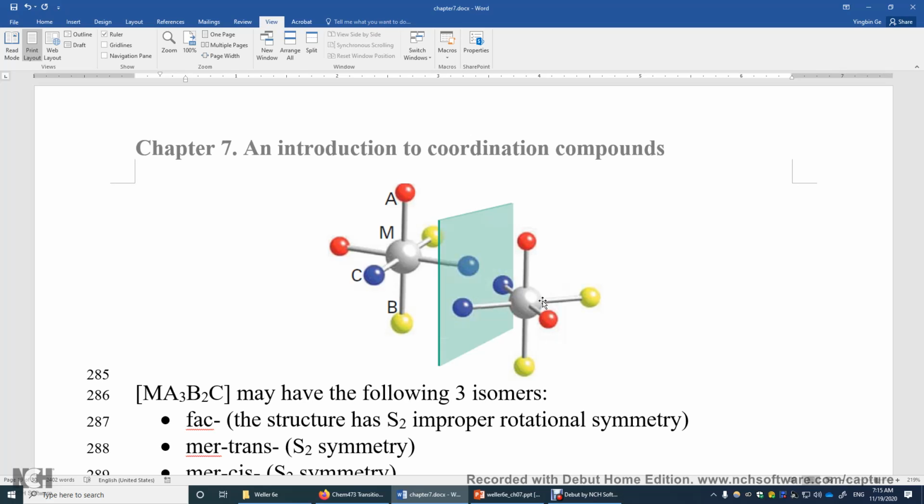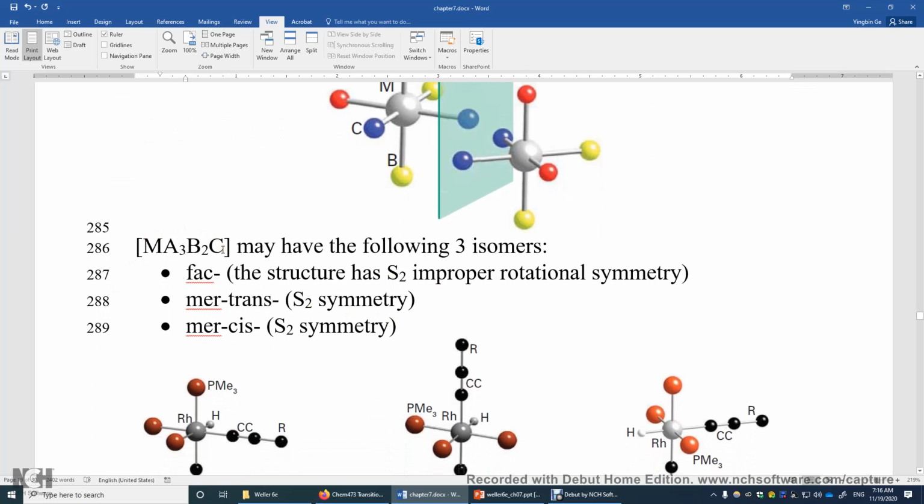Usually, if you have an S3 symmetry element, we should be looking at 6 or 3 or an integer multiple of 3 identical ligands, but we don't have that. And of course, there's no S4, there's no S5, there's no S6. So this structure lacks any improper rotation axis. So that means this one is chiral. We can find its mirror image, and these 2 mirror images cannot be superimposed on each other.